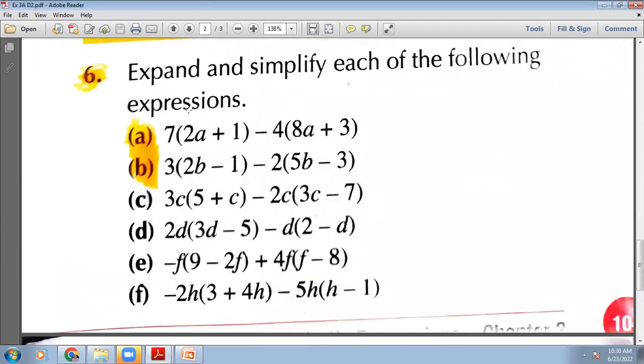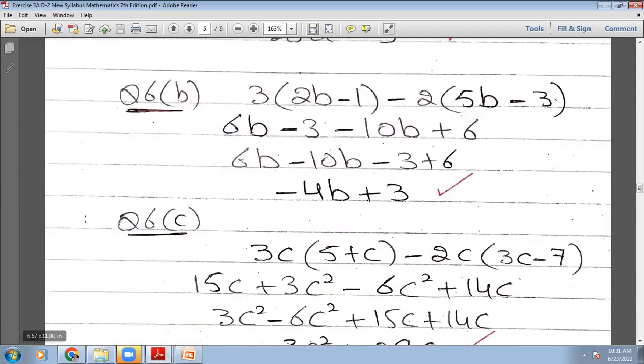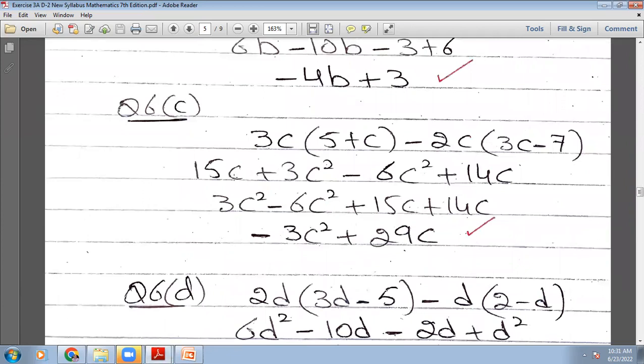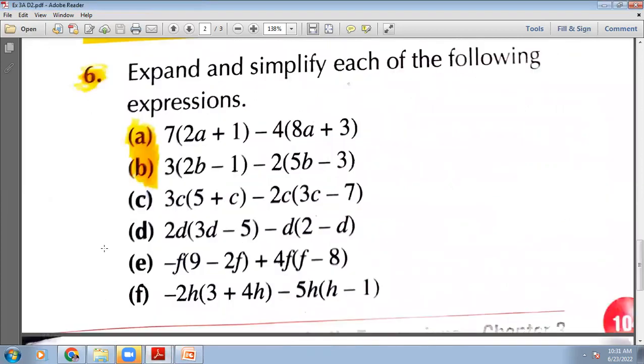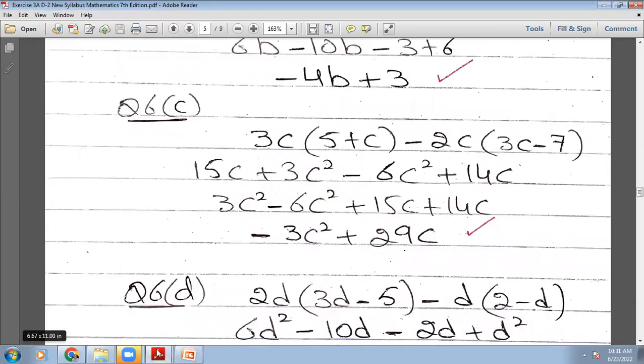Now we are going to the C part. This one is the C part. You can see on your screen. So you will have 15c plus 3c squared minus 6c squared plus 14c. Because of this negative, the signs have changed. You can see that. Arrange them: 3c squared minus 6c squared plus 15c and plus 14c. 3 minus 6 will be minus 3c squared, and 15c plus 14c will be 29c. Hopefully you understand. So that was the C part.